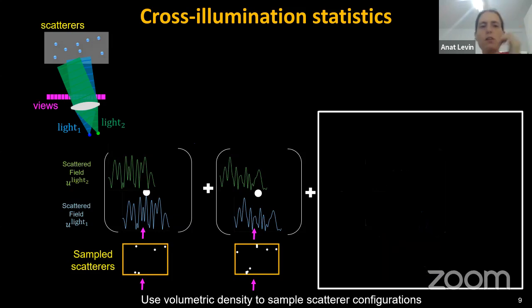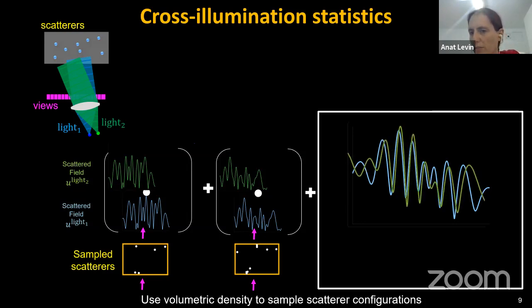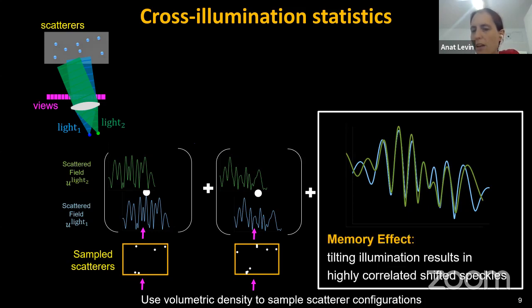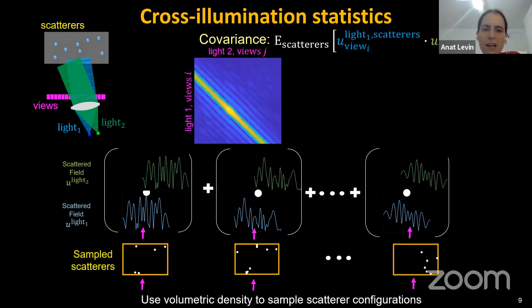Now, if we take a close look at the blue and green fields, we can see that they are correlated, shifted versions of each other. And this is exactly the memory effect that we discussed. The memory effect states that if you tilt the illumination direction, you get shifted and highly correlated speckles. So now, again, we look at the green and blue fields, and we look at the outer product, and we compute a covariance matrix, which is again multiplying every pixel from the green signal by every pixel from the blue signal and averaging over all the random fields that we have here. And again, we get a covariance matrix, and this covariance matrix has a strong diagonal.